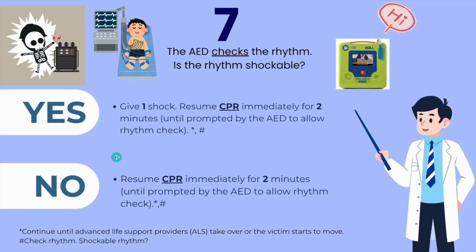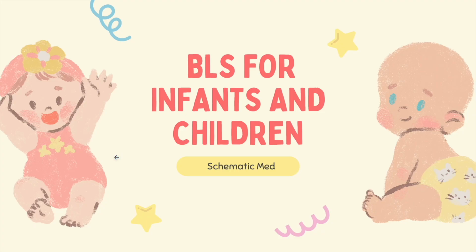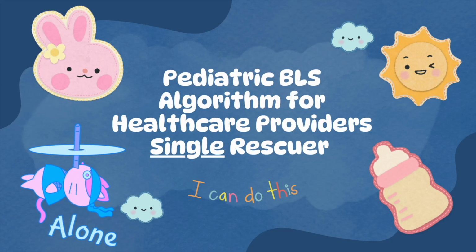Now let's talk about the algorithm of BLS for infants and children. Infants are younger than 1 year of age for the BLS course, excluding the newly born, and children range from 1 year of age to puberty. Here it is important to know if we have one rescuer or two.